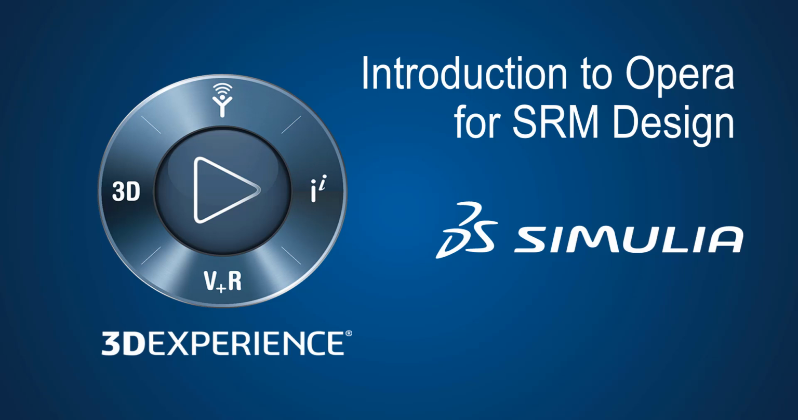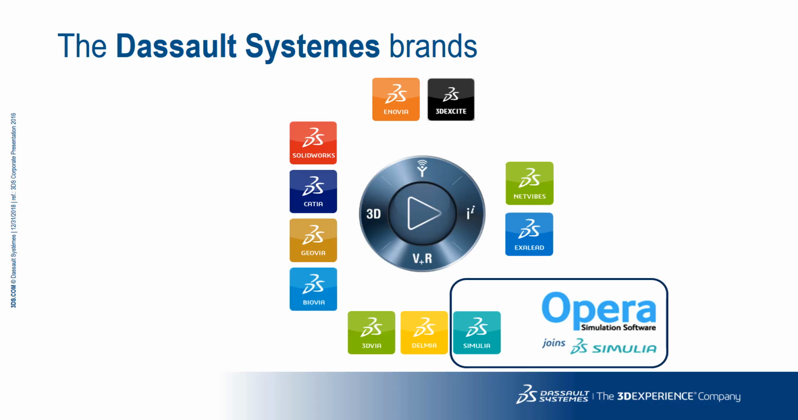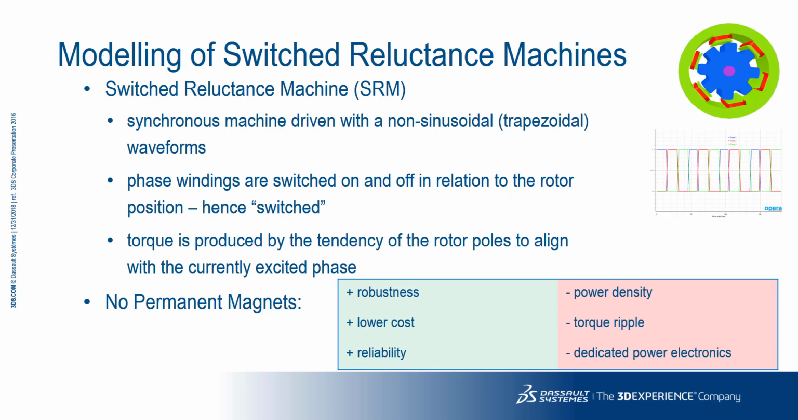Hello and welcome to this quick introduction to Opera simulation software from Dassault Systemes as applied to the design of switched reluctance machines. Opera has been in commercial development since 1984. In 2018, Opera joined Dassault Systemes as part of the Simulia brand. Simulia comprises simulation software for different physics at different scales. Opera is part of the electromagnetics portfolio, offering simulation and optimization capabilities for electromechanical devices.